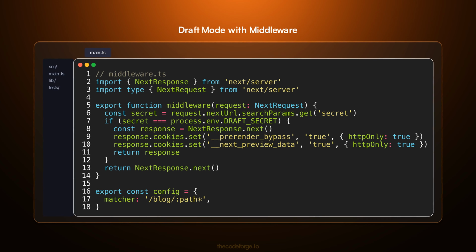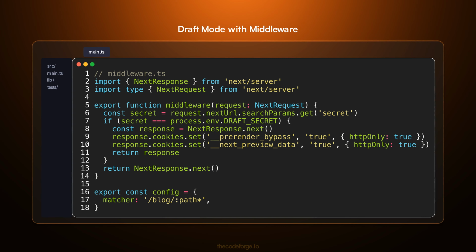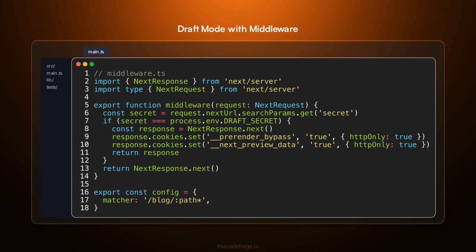The article shows draft mode via an API route, but you can also use Next.js middleware to enable draft mode based on a query parameter or cookie. This can simplify the preview flow by avoiding a separate API call. The middleware checks for a secret token and calls draftMode().enable() before the page renders.